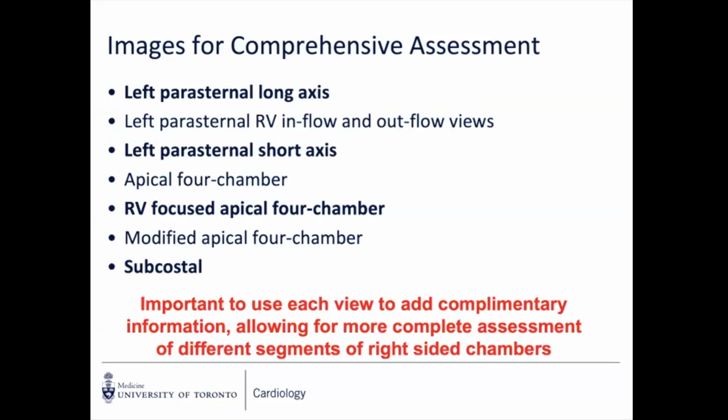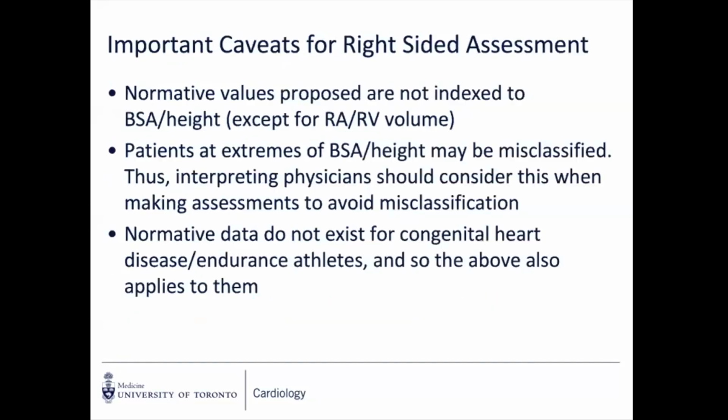And it's important to try to use each view to add complementary information so that you can get a complete assessment of all the different segments of the right-sided chambers. Some important caveats before I begin: normative values for the right side are not necessarily indexed to body surface area or height, except for RA and RV volume. And patients that are at the extremes of body surface area and height could be misclassified as a consequence of this. And so that ends up being in the hands of the interpreting physician to make interpretations based on what they're actually visually seeing as well, so as to avoid misclassification.